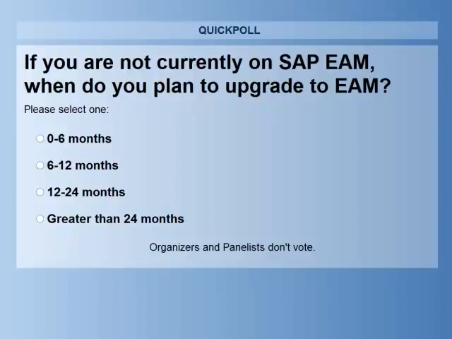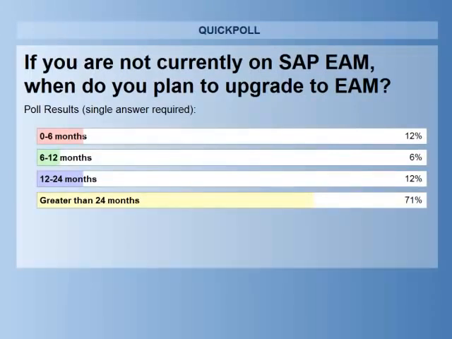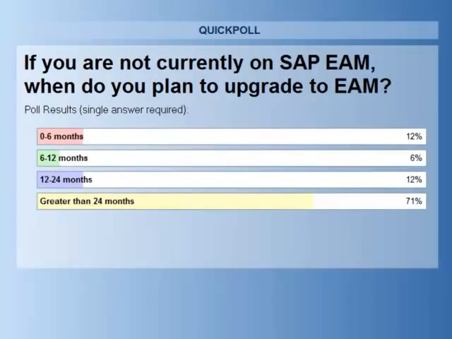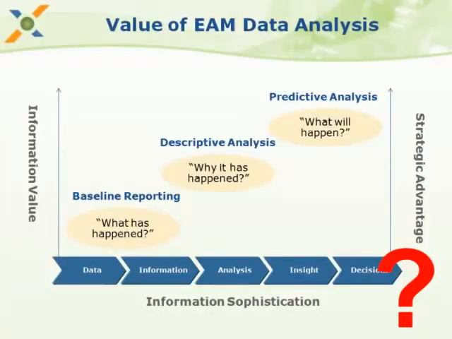I'll share the results. We're going to close. Sunil, 12% on this web workshop are going to upgrade within 0 to 6 months, so it's imminent for them. 6% are from 6 to 12 months from now. 12% are 12 to 24 months from now, but by far the largest block is greater than 24 months. That's right, 71%. So really, the purpose of this is to learn what your options are from a data analysis perspective. So we'll talk more about it as we go along.